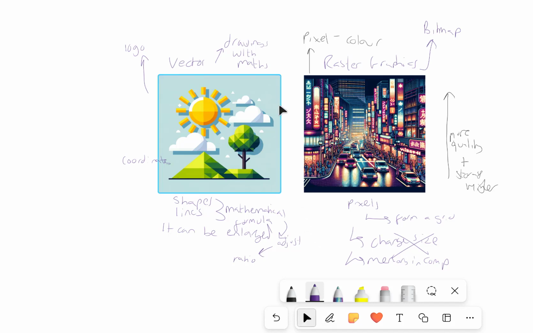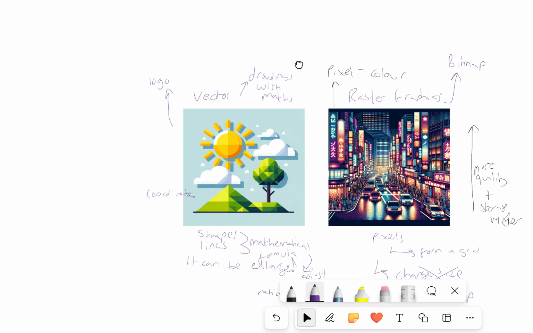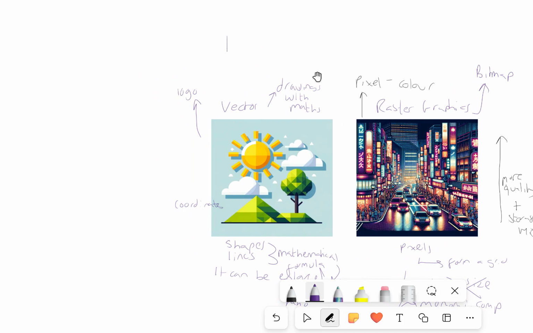They're both examples, vector and raster, of how images are represented by a computer. So we've looked at how text is stored and represented. So we looked at ASCII and Unicode. We're now looking at how images are represented, and we're now going to look at how they're stored.